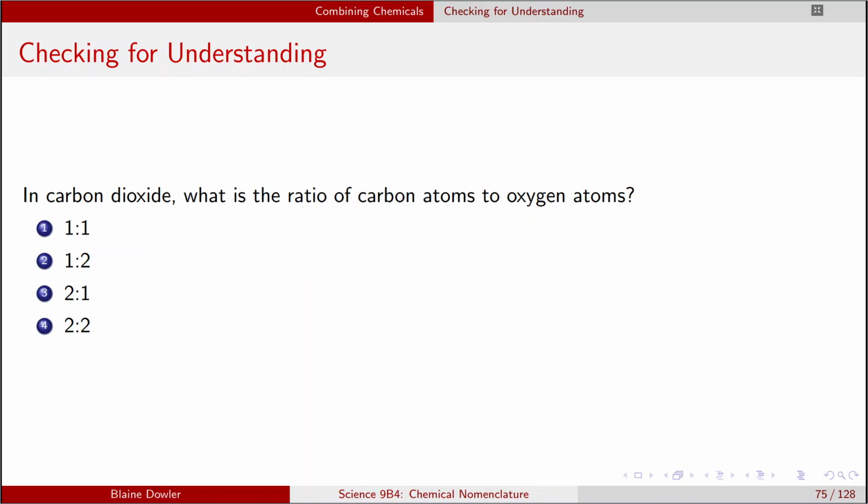In carbon dioxide, what is the ratio of carbon atoms to oxygen atoms? 1:1, 1:2, 2:1, or 2:2? Pause now if you need more time. 1 carbon for every 2 oxygens.